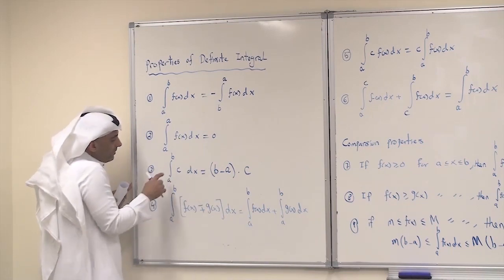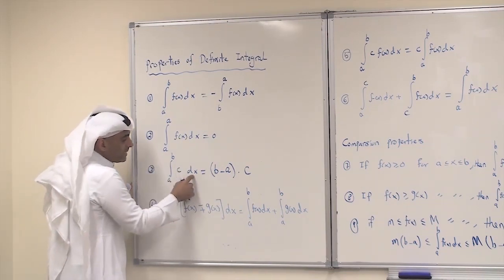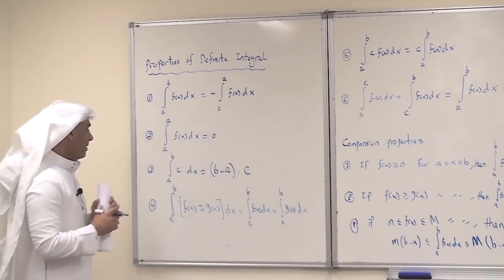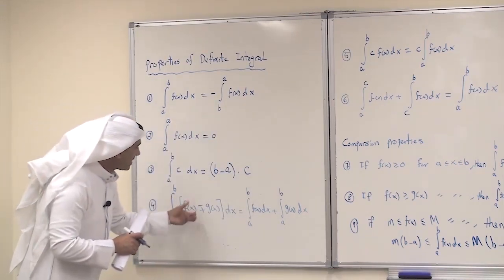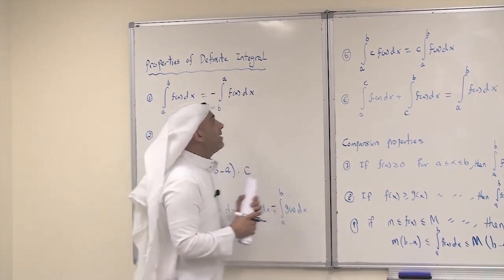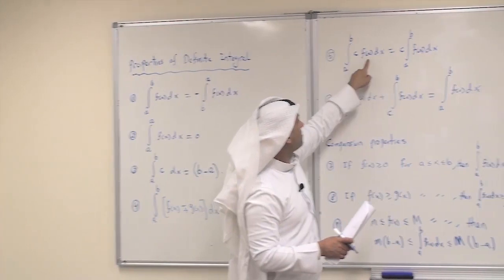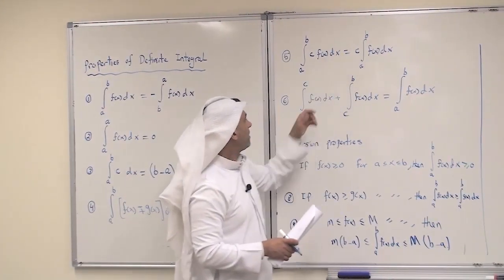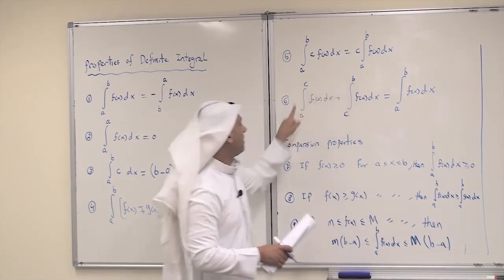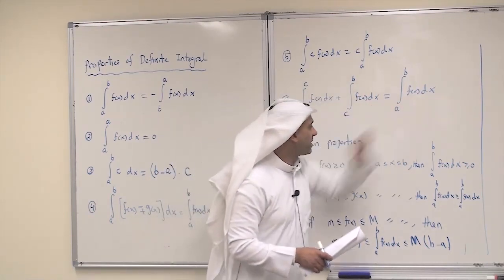The third one says if you integrate from a to b c dx, this is equal to b minus a times c. And these are other properties. The integral of the sum or the difference is the sum or the difference of the integrals. Then we have the integral of a constant times f of x; you can take the constant out. If you split the integral from a to c plus c to b, then this is just the integral from a to b f of x dx.